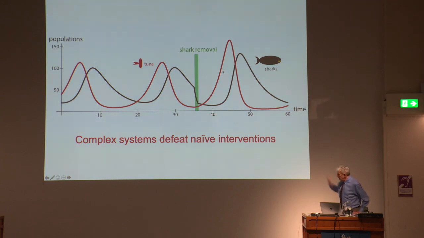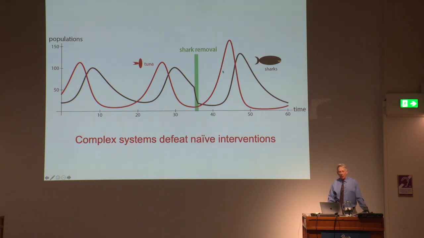Moral of the story, complex systems defeat naive interventions. You just can't go in there and say, I want more tuna and fewer sharks, and so I'm just going to lower the shark population, and there you go. Because the system will not stay there.